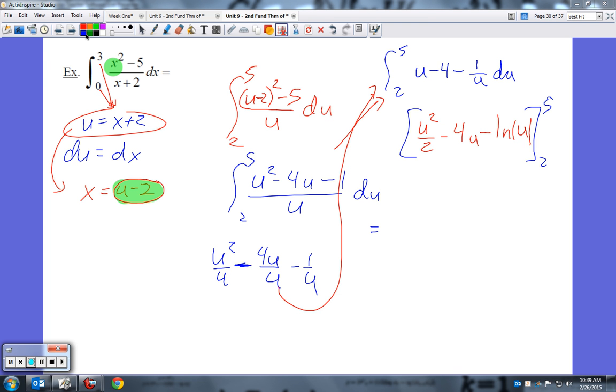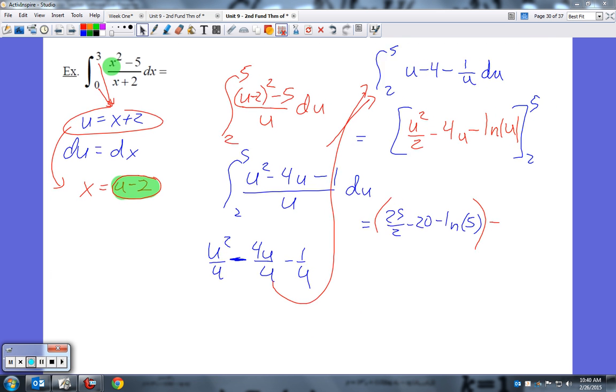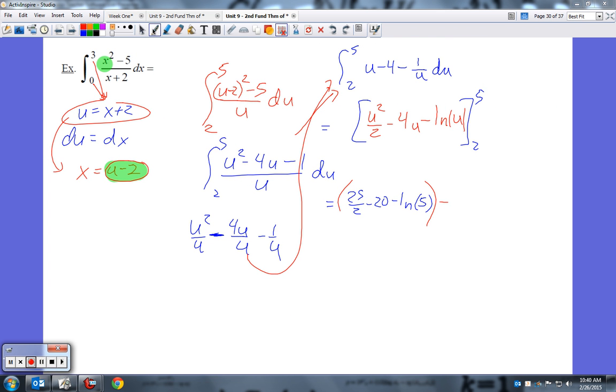Okay? Okay, so Mike, keep going. So then you plug in 5 first. Remember, it's the 5 on top. So 25 over 2 minus 20 minus natural log of 5. Yep, and notice how I put parentheses. Because I just plugged it in, it's a numeric piece now. And I'm going to subtract all the rest. Okay, so let me do something real quick because I don't want to go off the page. Alright, so I'm going to subtract what?